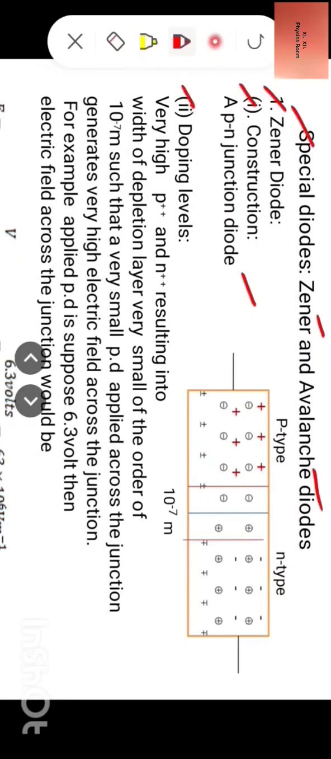Now doping levels. Doping levels are very high, P++ and N++, resulting into width of depletion layer very small, of the order of 10 raised to power -7 meter, such that a very small PD applied across the junction generates very high electric field across the junction.